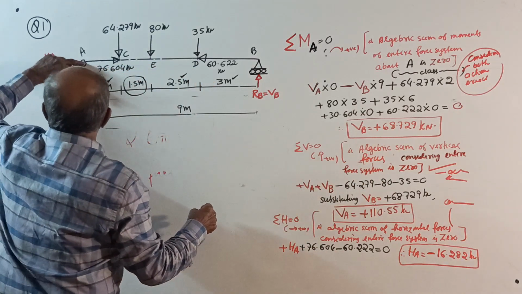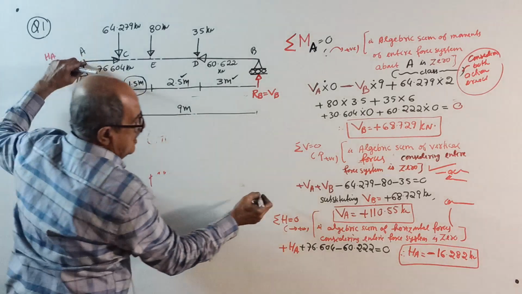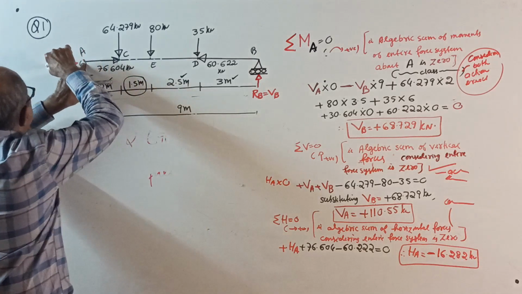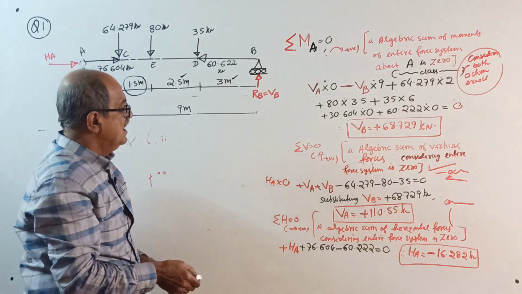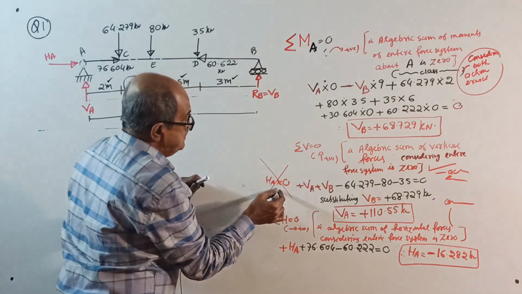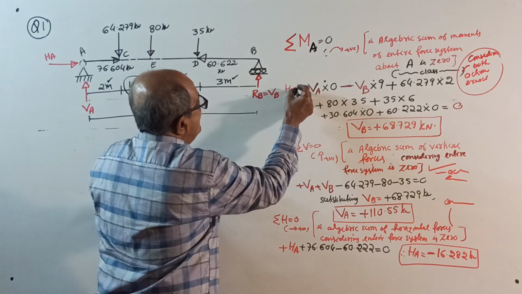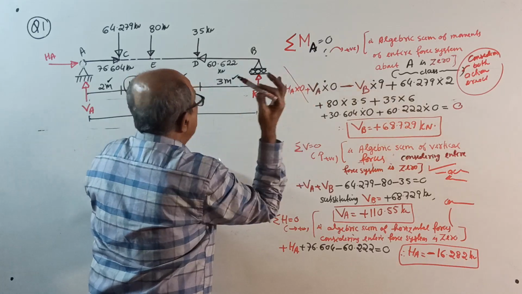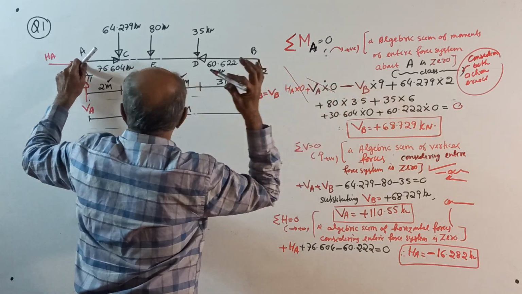Start. Moment about A. See here, I forgot: VA into 0, actually HA also into 0. HA into 0, VA into 0. Next time, these terms which are zeros, I will not write. HA into 0 plus, okay. Which are zeros, next time I am not writing, even VA into 0.